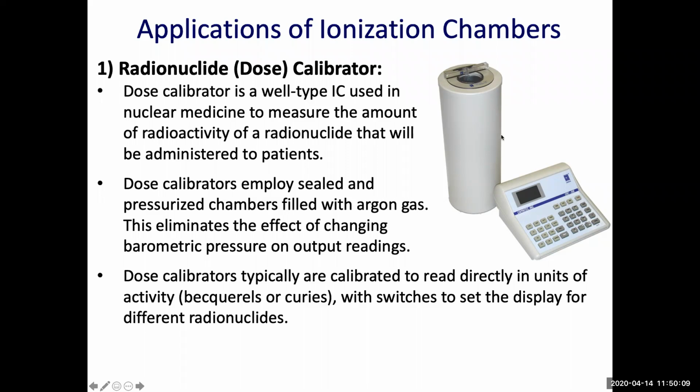Those calibrators are typically calibrated to read directly in units of activity, either becquerel or curie, with a switch here to set the display for different radionuclides.